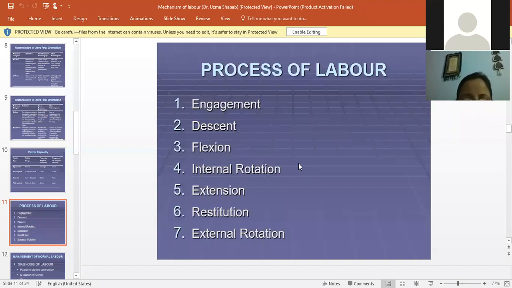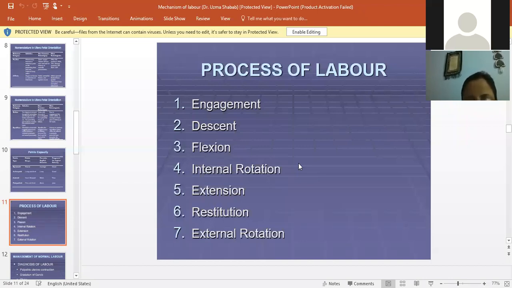Extension occurs when the fetal head passes through the pelvic outlet, and at this time crowning occurs. So during extension, crowning is the process that is occurring. After extension, restitution occurs. What happens is that the head moves slightly in the direction of the shoulder when it comes out of the vulva.